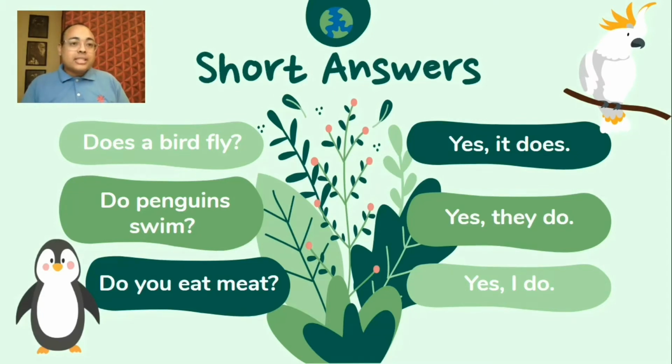And the third example, here it's very important. Every time I ask you something and I use you, of course, I need to answer with I. So if I say, do you eat meat? Of course, you're going to answer yes, I do, or no, I don't. Okay? And for the negative form, you use no and don't or doesn't.